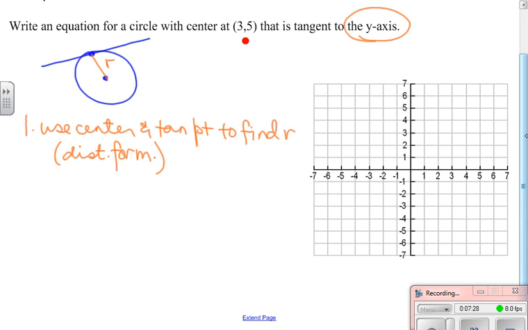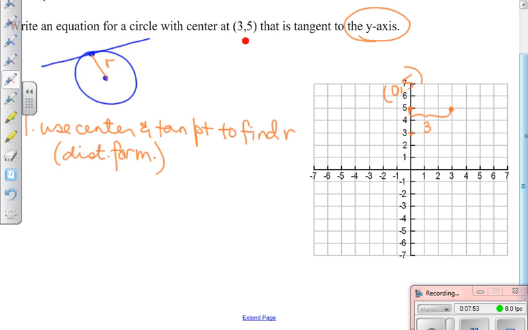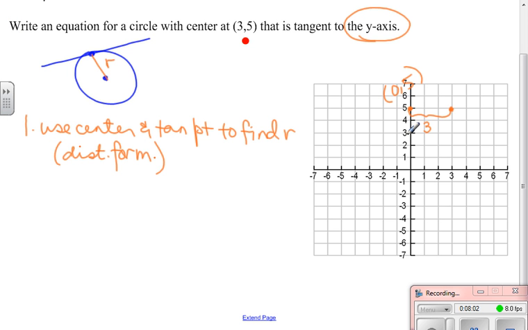If our center is at (3, 5), and it's going to touch right there on the y-axis, then that means (0, 5) is on my circle. I actually can cheat. I can see 1, 2, 3, that my radius is 3. Now if it were here and I was going diagonal, I would have to use the distance formula, but once I graphed it, because pictures are awesome, I can see that from my center, my circle with a radius of 3 is going to look something like that.